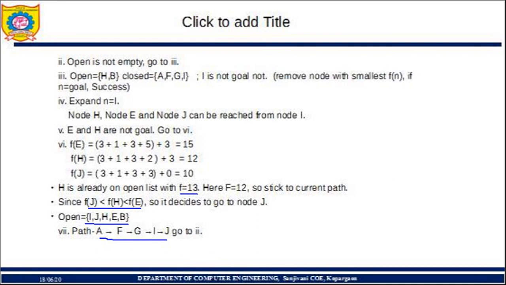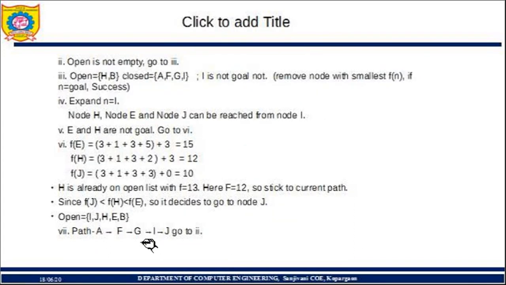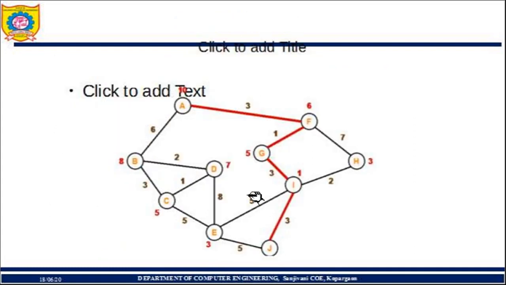Finally we have come to J. Further, what will be done? You will go back to step 2. Step 2, your open list is not empty. Step 3 will ask you to find the node with minimum F value. So your answer is J. Further, step 3 itself will ask you to compare the node with the goal. Is it your goal? Your answer is yes. So you will exit with success.